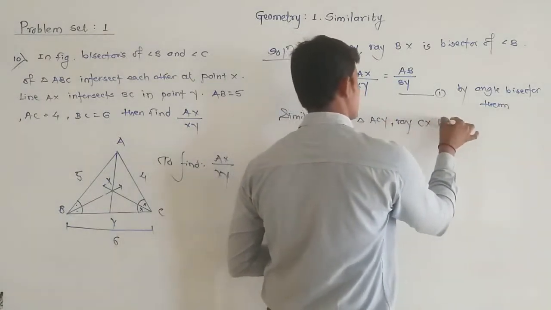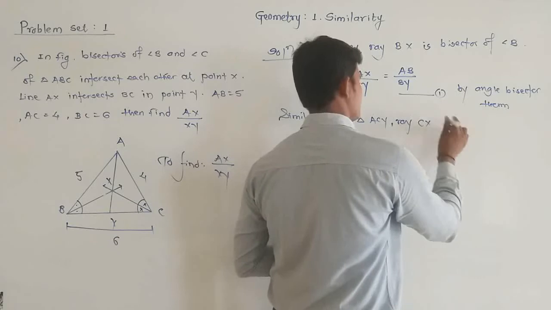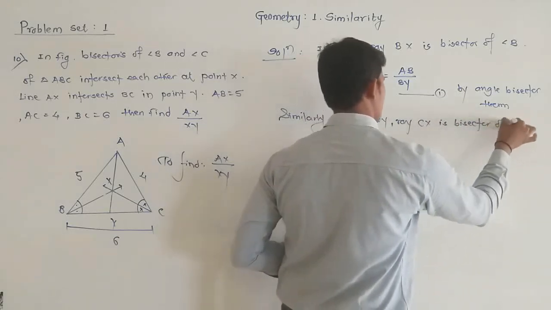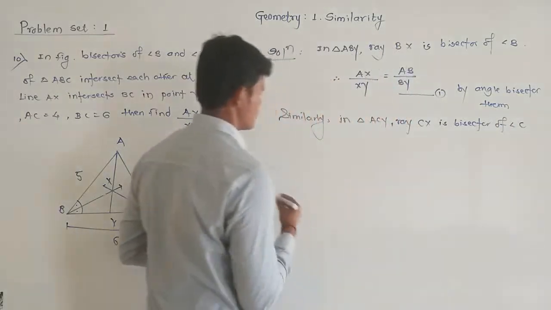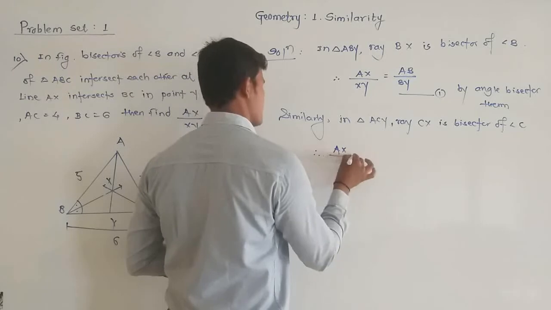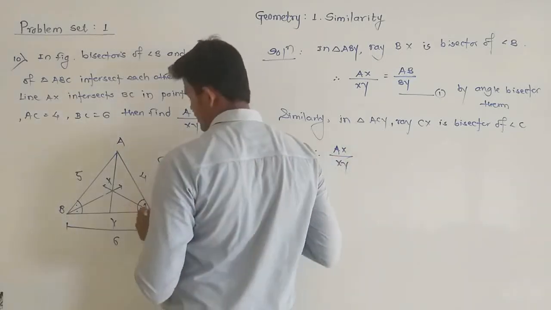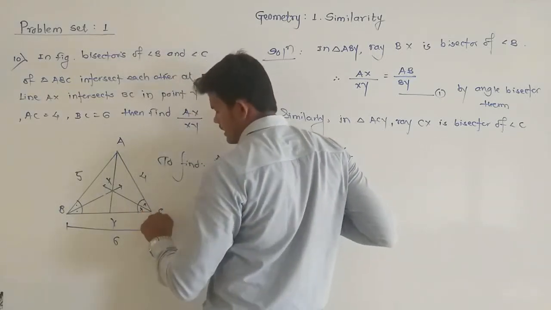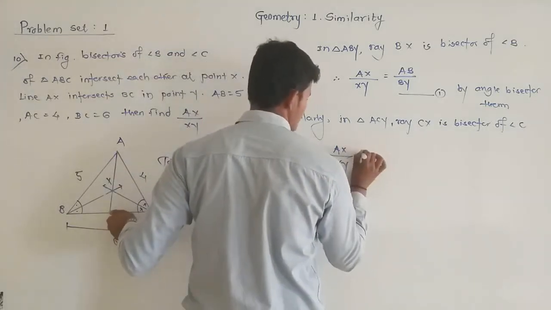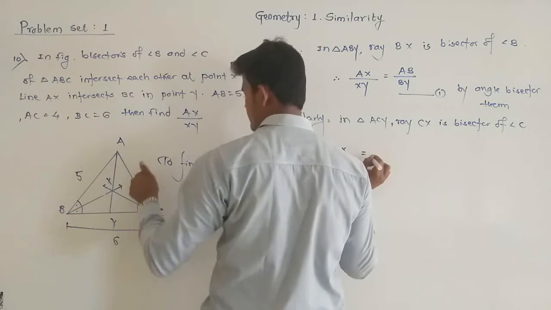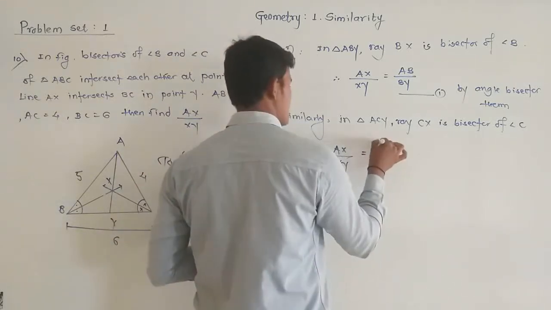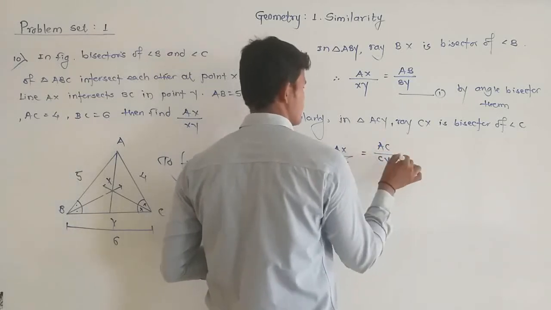Ray CX is bisector of angle C. So by using angle bisector theorem, we get AX upon XY. Here, which angle is bisected? Angle C. Its exactly opposite side is AY. So the ratio we get is AX upon XY. This ratio is equal to the remaining sides of a triangle. So for triangle ACY, remaining sides are AC and CY.